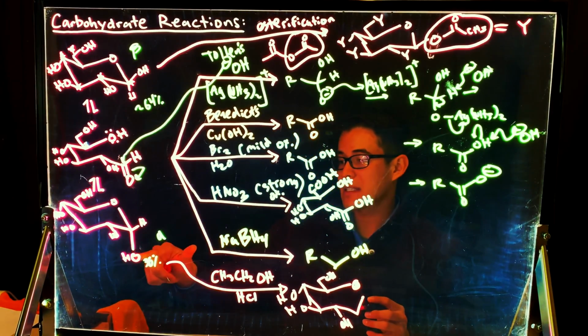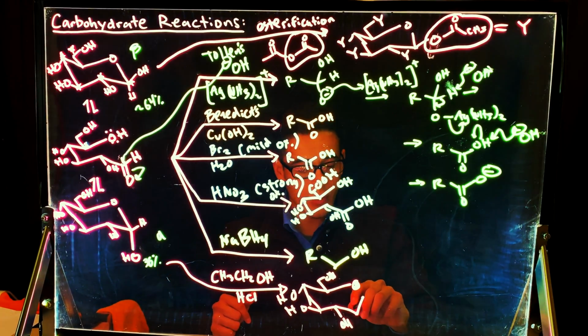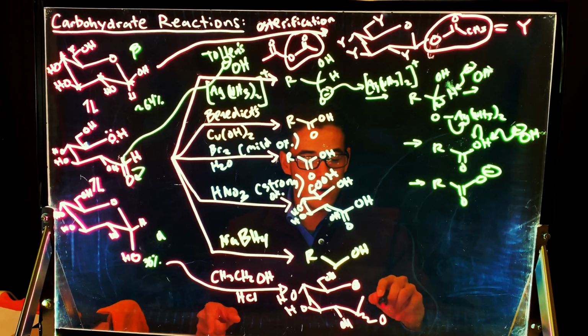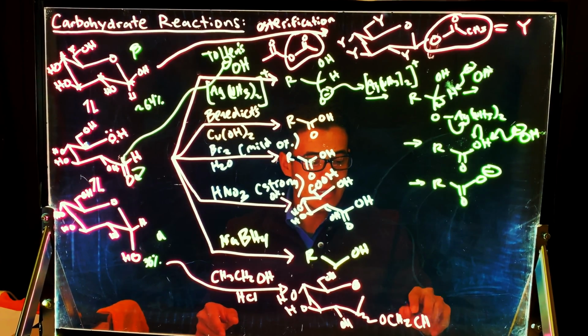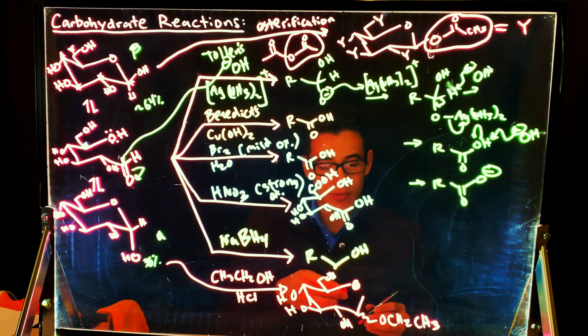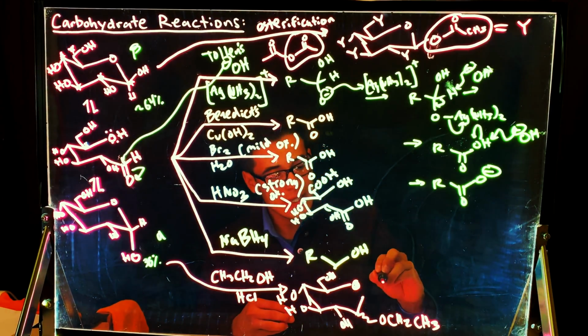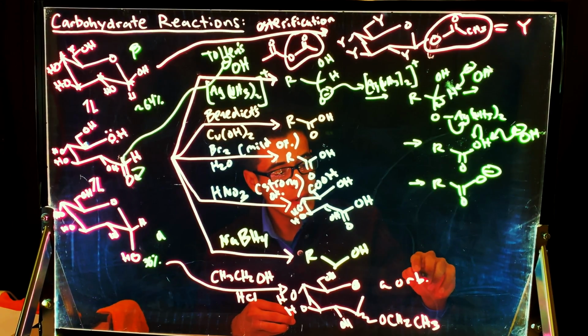However, what will be affected is this alpha anomer, right? So now we will have OCH2, CH3. So we essentially added an alkoxy group to this molecule. So this could be in the alpha or beta forms.